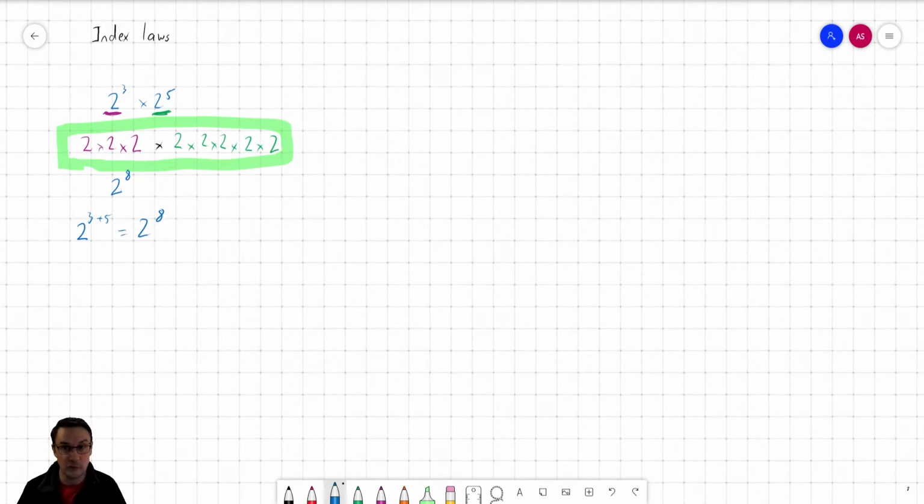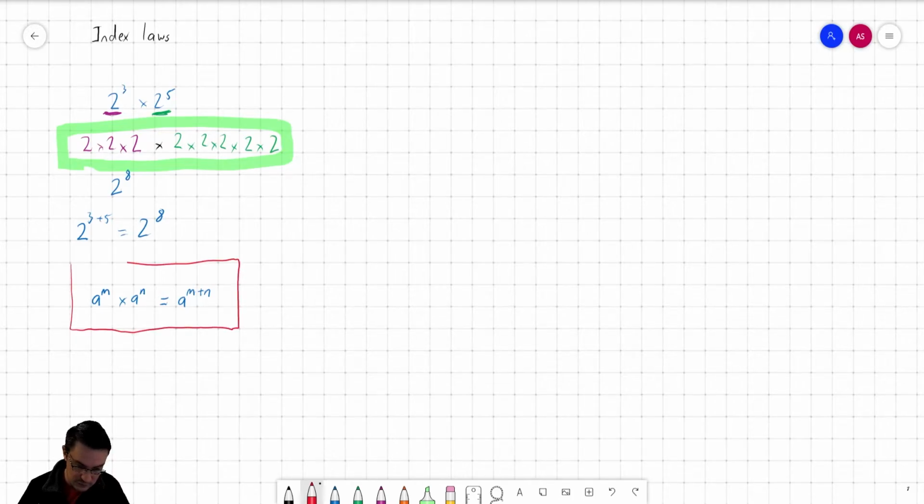Now, there's a rule for this, and this rule is usually expressed with the letter a being the base. It's a to the power of m times a to the power of n, and this is going to be equal to a to the power of m plus n. This is the main rule used when you're trying to multiply different indices together.